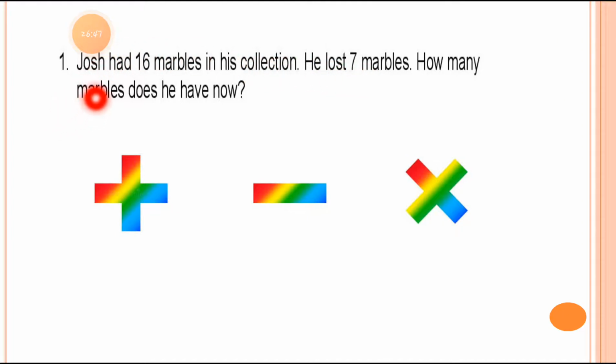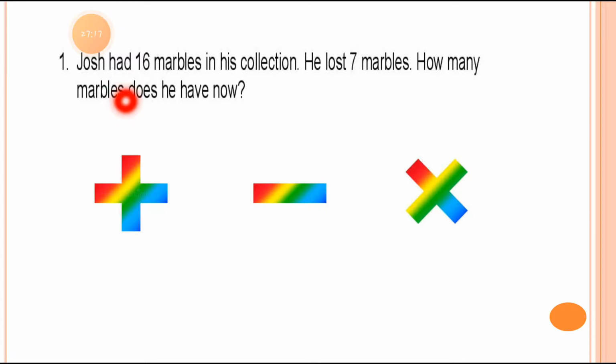What is the question? Josh had 16 marbles in his collection. You have to understand this very clearly and focus on the question. Josh had 16 marbles in his collection. He lost 7 marbles. So from the 16 he lost the 7. How many marbles does he have now?